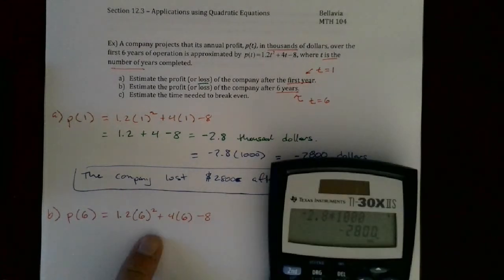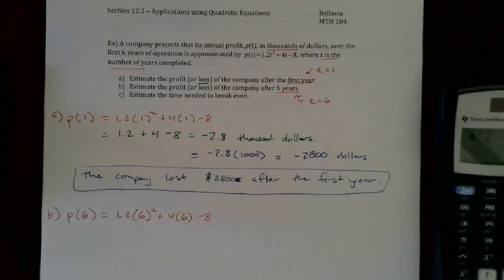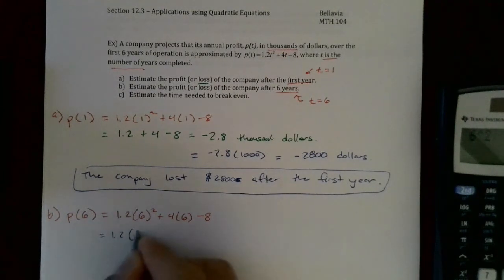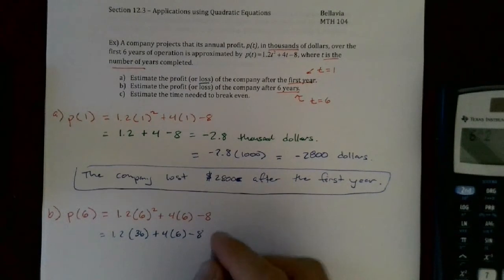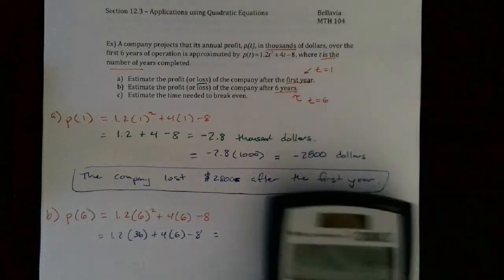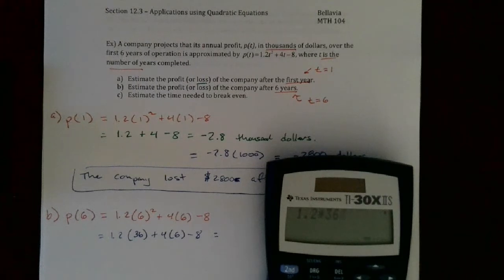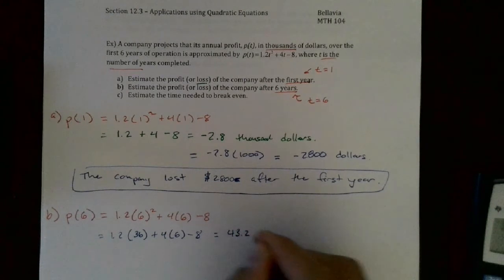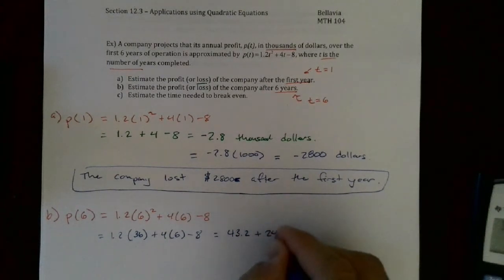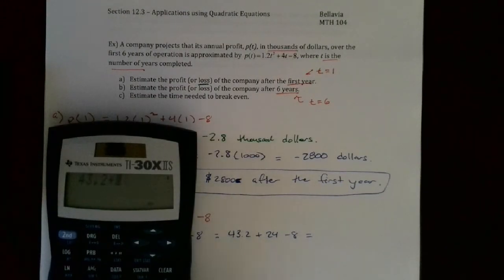When you're doing this, make sure you follow your order of operations. So you should be doing the 6 squared first. It's 36. So you have 1.2 times 36 plus 4 times 6 minus 8. Looking at each of these individually, 1.2 times 36 is 43.2, plus 4 times 6, which is 24, minus 8, and we'll just add those up. 43.2 plus 24 minus 8, we get 59.2.